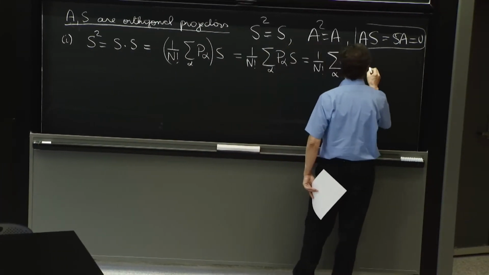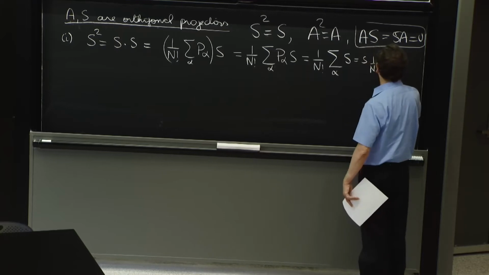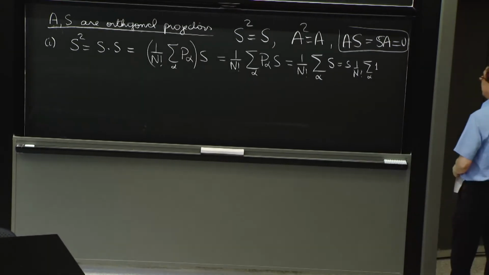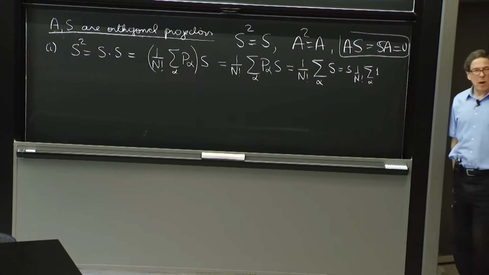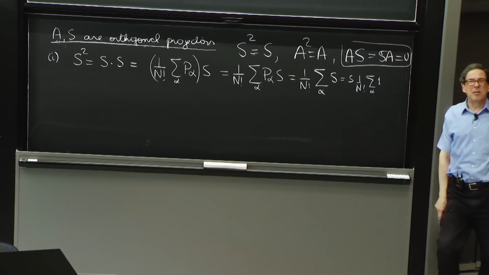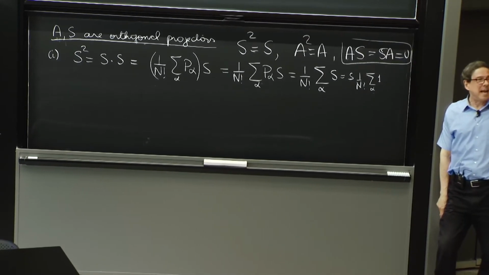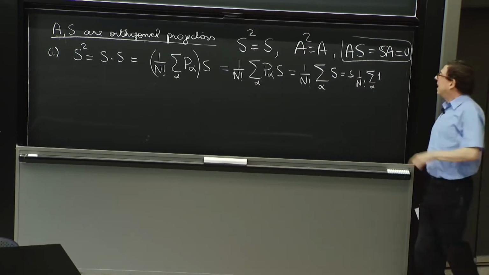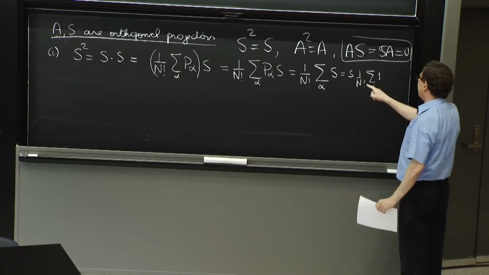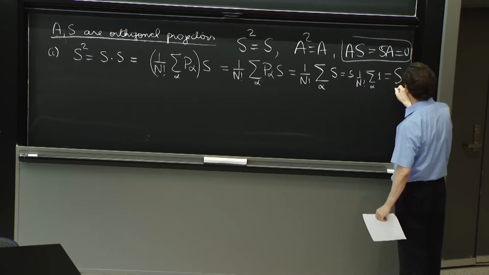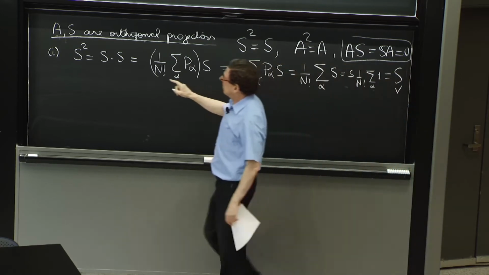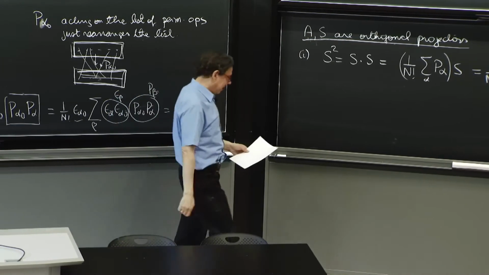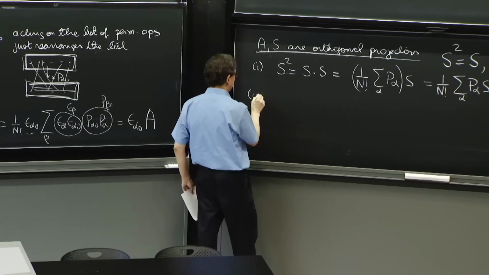It is equal to S times 1 over n factorial, the sum over alpha of 1. And the sum over alpha of 1 is a 1 added for each element of the permutation group, which is n factorial elements. Therefore, this sum is n factorial. And therefore, this cancels with that n factorial, and we get S as we wanted. So S squared is S. It is a projector operator. That's good. Let's do the second.